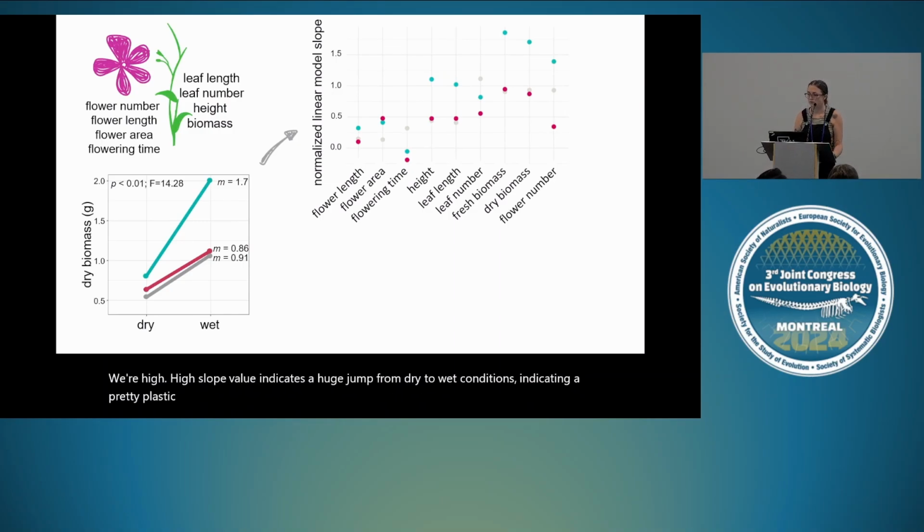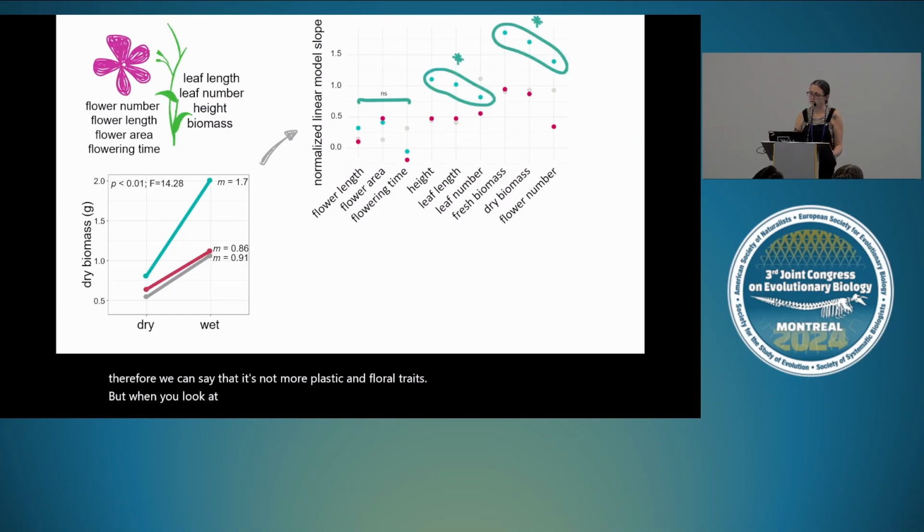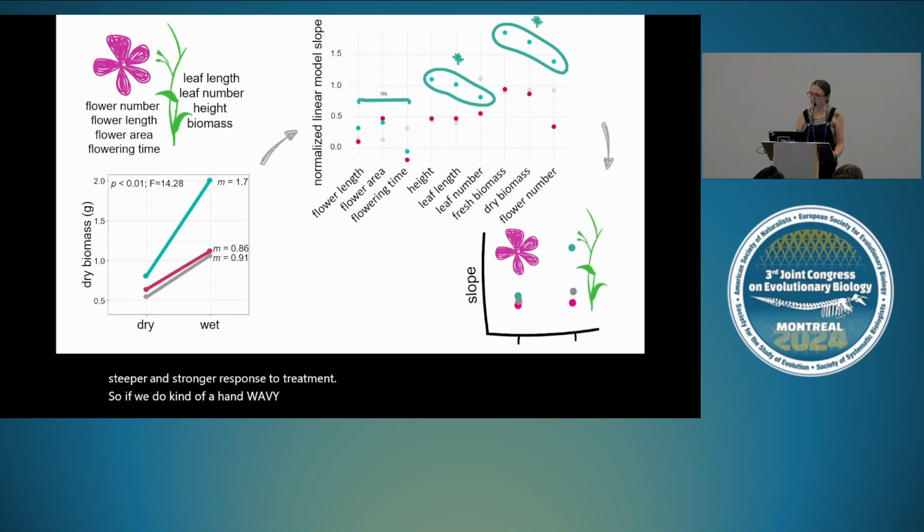Here a high slope value indicates a huge jump from dry to wet conditions, indicating a pretty plastic response. So if we break this figure down, when you look just at the floral traits, you see that Phlox drummondii does not have higher slopes than the other annuals, and therefore we can say that it's not more plastic in floral traits. But when you look at vegetative traits, you see super clearly that drummondii has a much steeper and stronger response to treatment. So if we do a hand-wavy job at consolidating these traits, we might conclude that Phlox drummondii is vegetatively very plastic, and florally it may be constrained by genetic architecture or development or something like that.